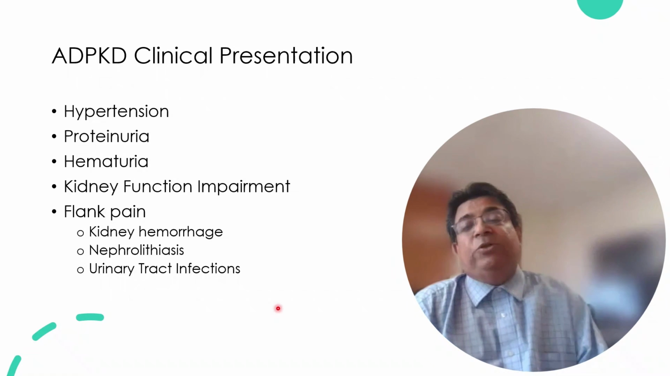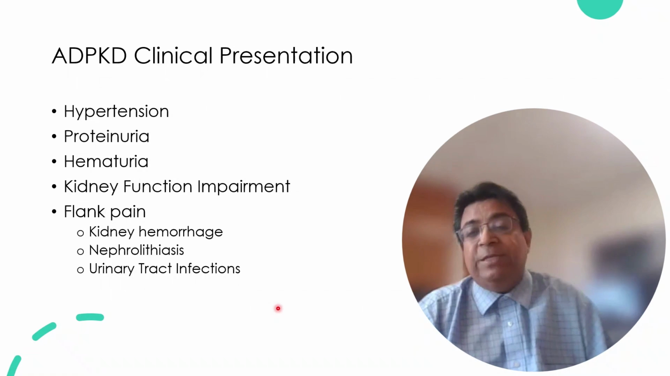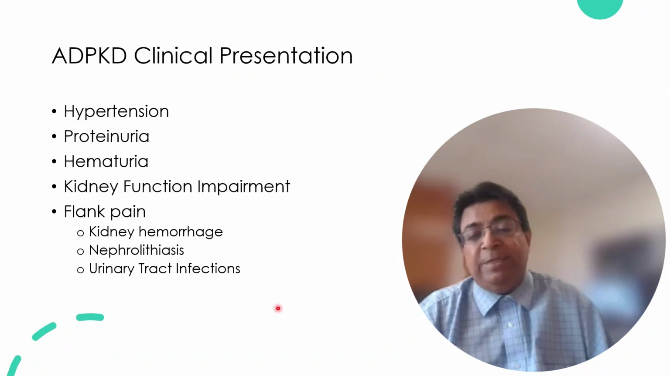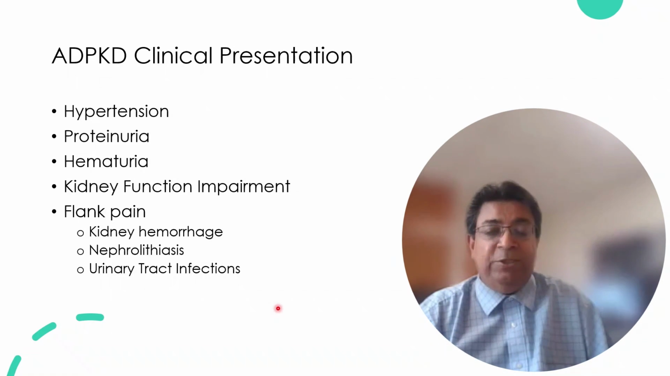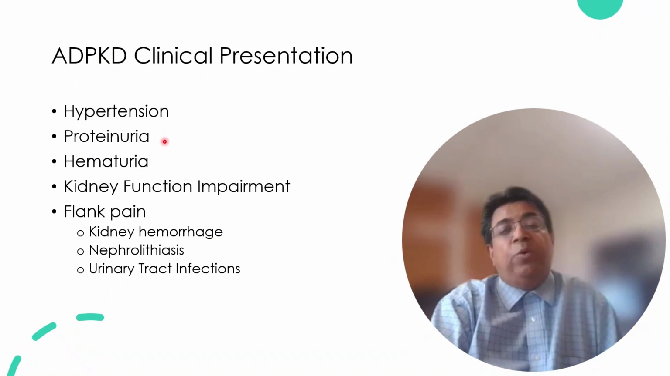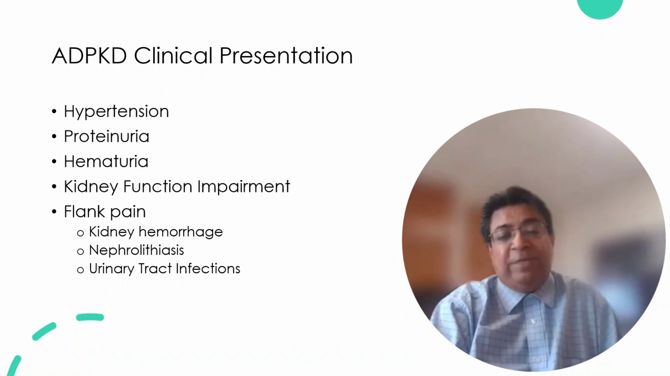Now let's jump into clinical presentation. Now that we understand how cysts form, once you have cystic disease, once you have ADPKD, how does it present, how should you evaluate it, and how do you manage it? Typically, the presentation includes hypertension, proteinuria, hematuria, abnormal GFR, and other presentations can include kidney hemorrhage, nephrolithiasis, and urinary tract infections.